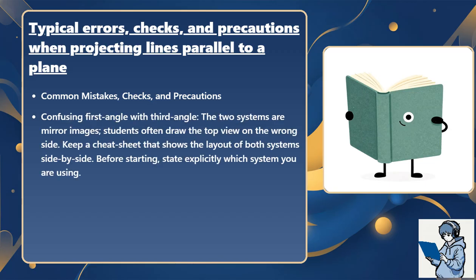Confusing first angle with third angle. The two systems are mirror images. Students often draw the top view on the wrong side. Keep a cheat sheet that shows the layout of both systems side by side. Before starting, state explicitly which system you are using.